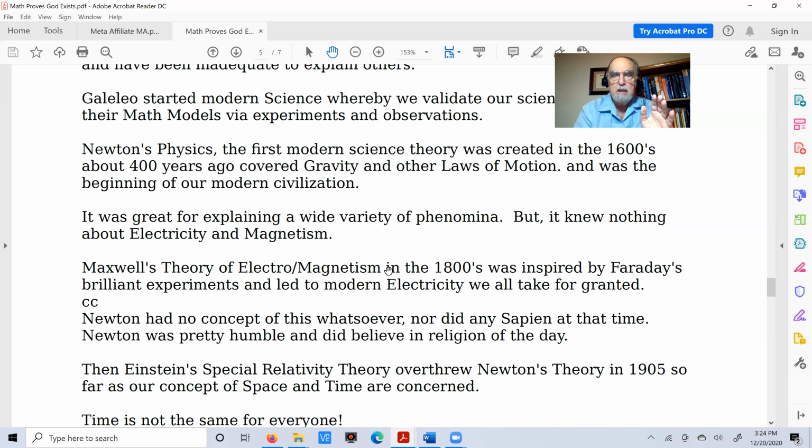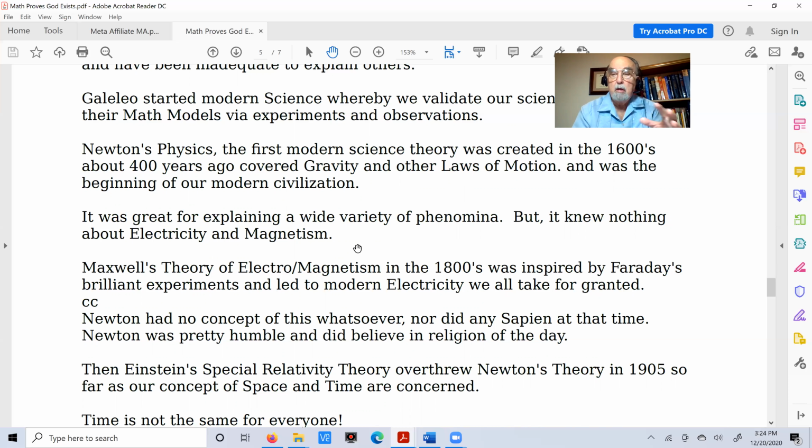And then in the 1800s, and by the way, the Industrial Revolution was started because of what Newton did, because these laws of motion and gravity were what let us start understanding physical phenomena, the things that we do. And it really was the launching of the Industrial Revolution.